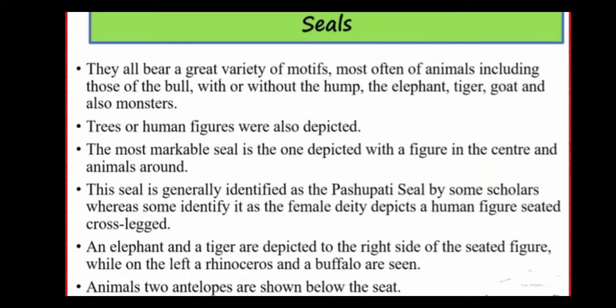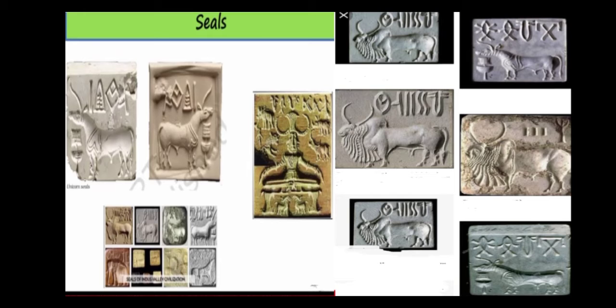Most are animals, including bull without hump, elephant, tiger, goat, and monsters, etc. Trees and human figures are also depicted on the seals. The most remarkable seal is one depicted with a figure in the center and animals around. The seal is generally identified as the Pasupati seal by scholars. An elephant and tiger are depicted to the right side of that figure, and on the left, rhinoceros and buffalo are seen. Antelopes are shown also below the seat. So these are the pictures of the seals.